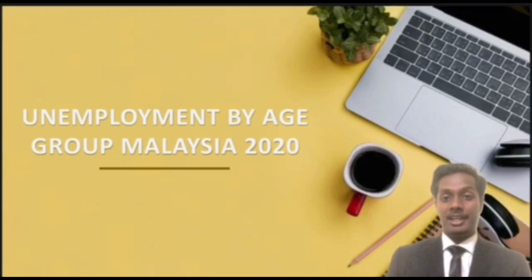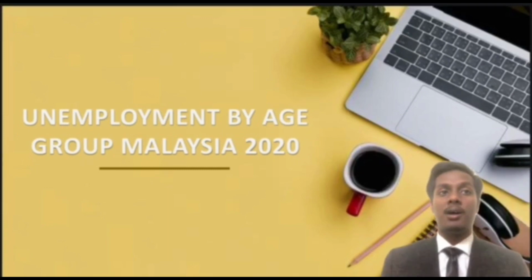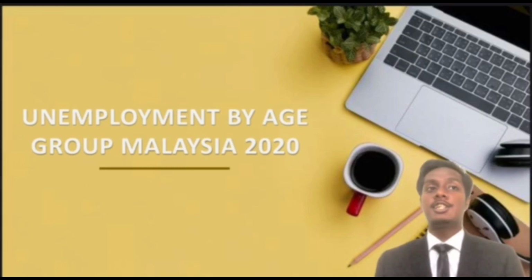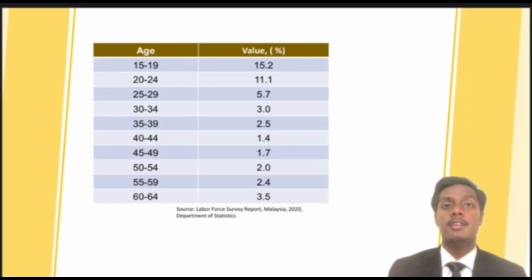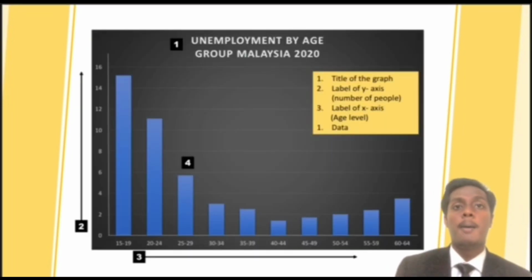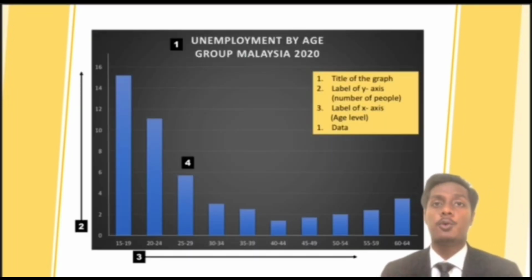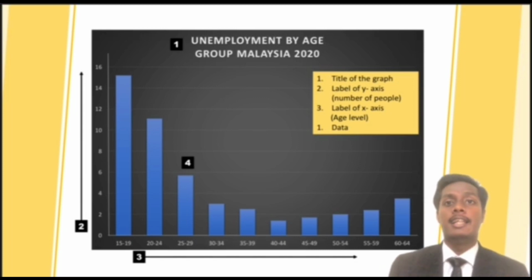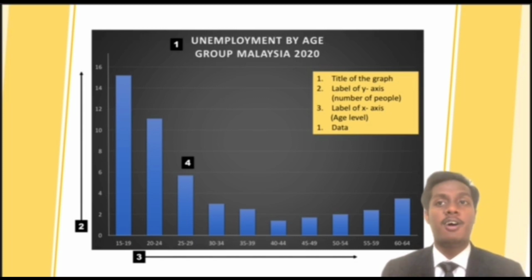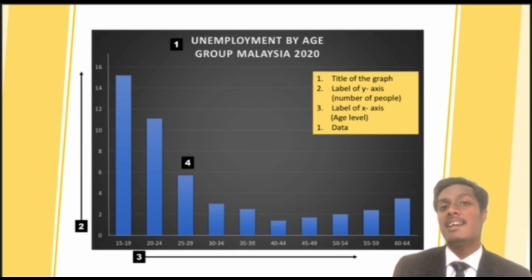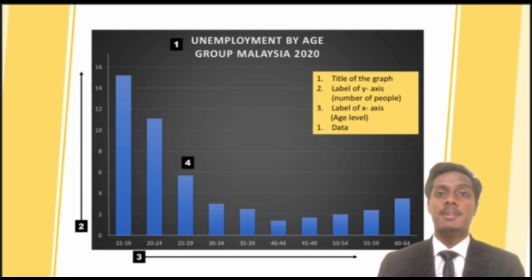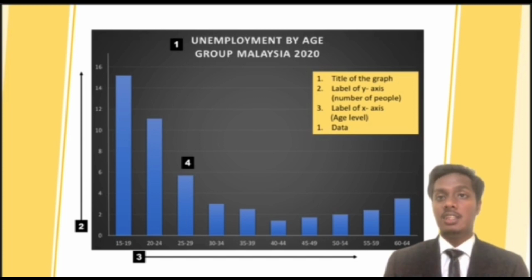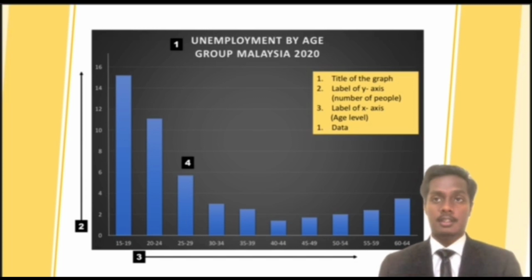Firstly, my name is Wan Amhai Kawim Hussein, and I will present about unemployment by age group in Malaysia, 2020. For this bar analysis, the bar graph shows unemployment by age group in Malaysia, 2020. The y-axis represents the number of people in percentage, while the x-axis represents the age level. There are 10 bars on the x-axis, representing ages from 15 to 64 years old.